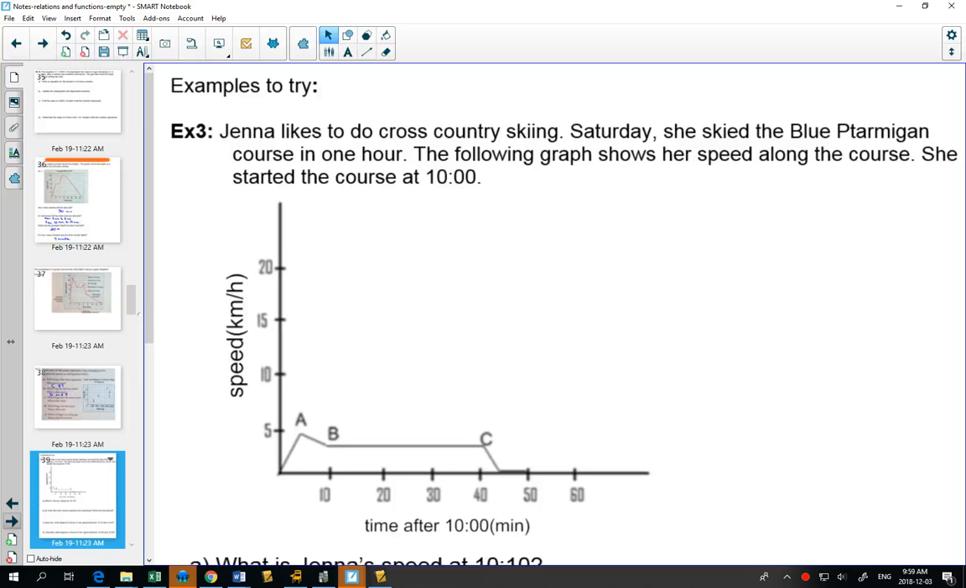Jenna likes to do cross-country skiing. Saturday, she skied the Blue Ptarmigan course in 1 hour. The following graph shows her speed along the course. So here's her speed in kilometers per hour. And then she started at 10. So this is time in minutes after 10 o'clock.